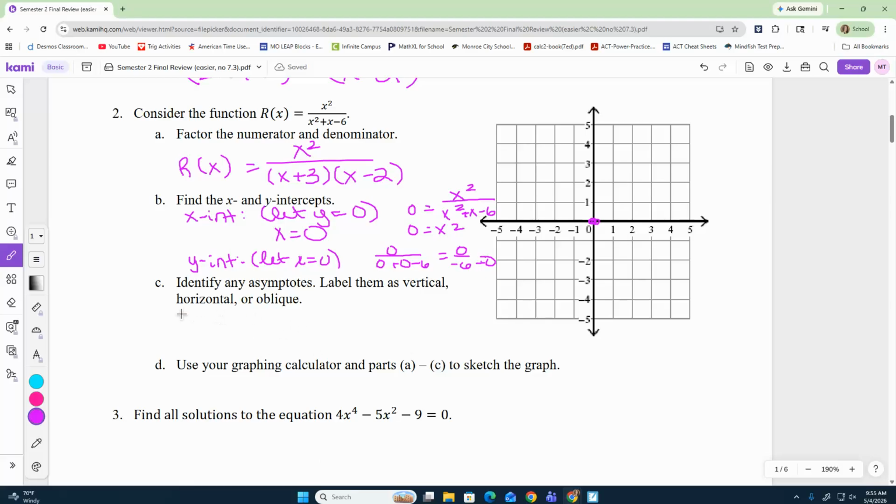Asymptotes. Vertical asymptotes are when the denominator is 0. We have it already factored, so that's easy to find. If you set x plus 3 equals 0, you get x to be negative 3. If you set x minus 2 to be 0, you get x equals 2. These are lines, so we give the full equation, and on our graph, we mark these as dashed lines.